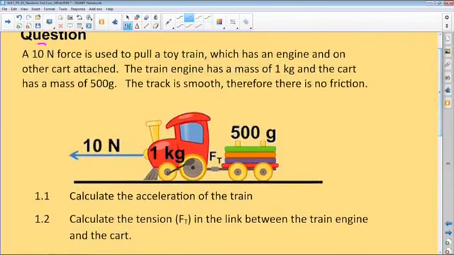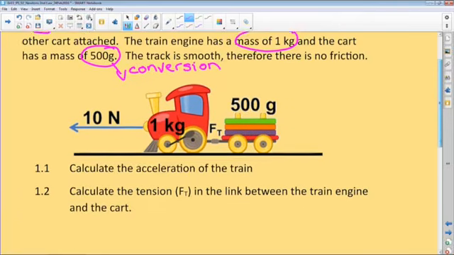Firstly, we've got a force of 10 newtons. We've got the mass of the engine, and we've got the mass of the cart. Now remember, in our calculations, mass must always be in kilograms. So what you're going to have to do here is a conversion. You're going to have to go from grams to kilograms. Okay? Have a look at our cute little picture. I wish I could go on a train like this. This looks like fun.